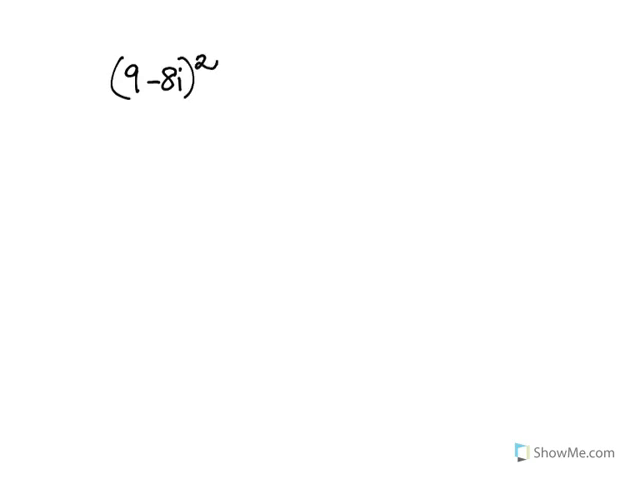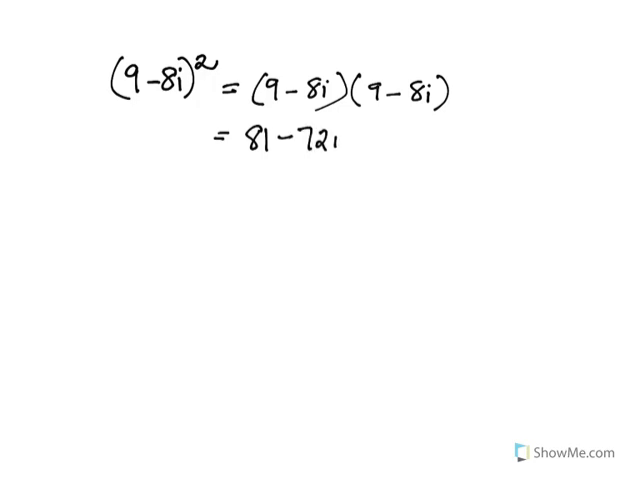So here, 9 minus 8i squared. Well, we should know what that means. 9 minus 8i times 9 minus 8i. Remember, you must write it twice. No shortcut. So then we distribute through: 81 minus 72i, negative 72i, plus 64i squared. I just distributed everything through 81. These are same signs, so I'm just going to add those numbers together.